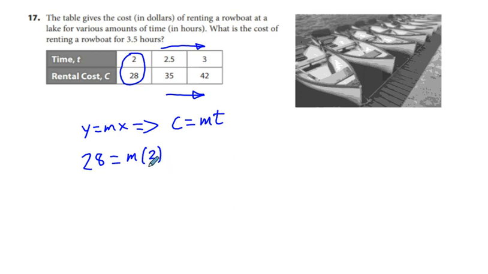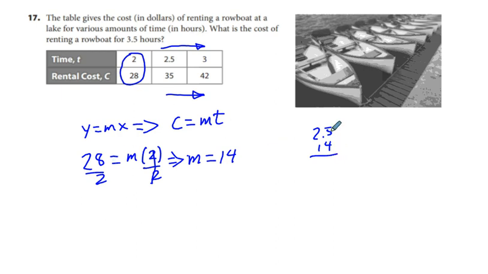And so to find out what m is, if we divide both sides of this equation by 2, we get m is equal to 28 divided by 2, or 14. And so that's the constant we're looking for. So we can check out if this is correct. 2.5 times 14 should equal 28. Or actually, yeah, that should be right.